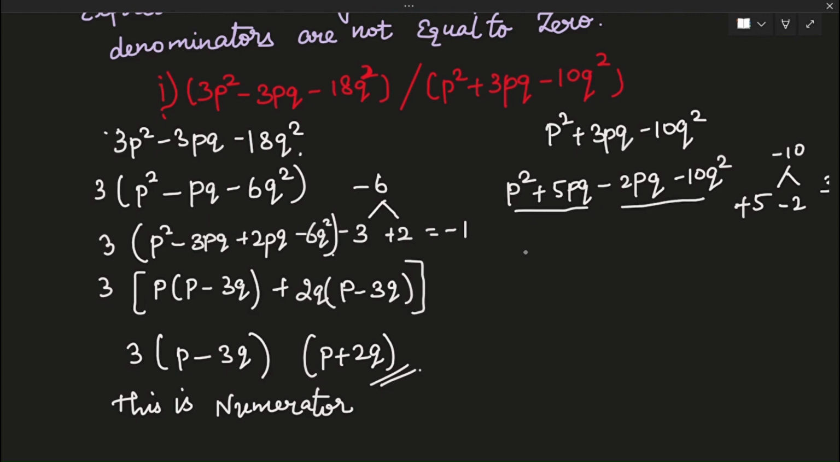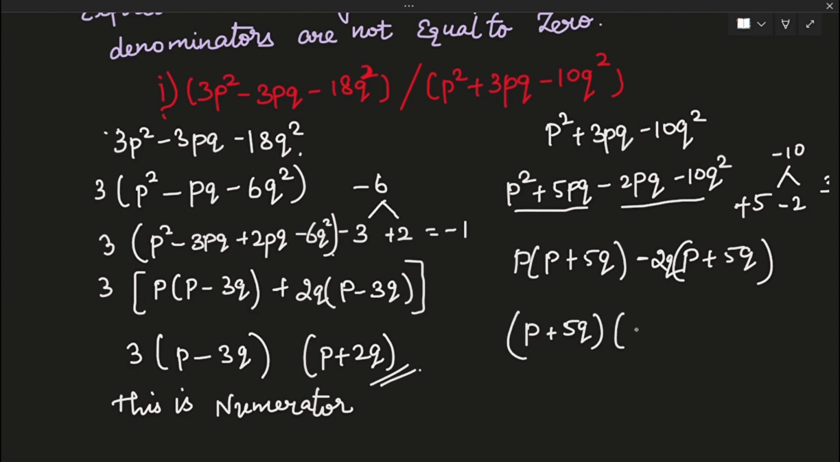Correct? So this will take out common. So we'll take p as a common. Then p plus 5q, and then here also you should write whatever you are getting, and then here we'll put it 2. 2 into, here also we can take q as common. Right? So 2pq, again here if you place it minus, so plus into minus will come minus. So what is p plus 5q, and then p minus 2q. Okay, this is denominator after factorizing.